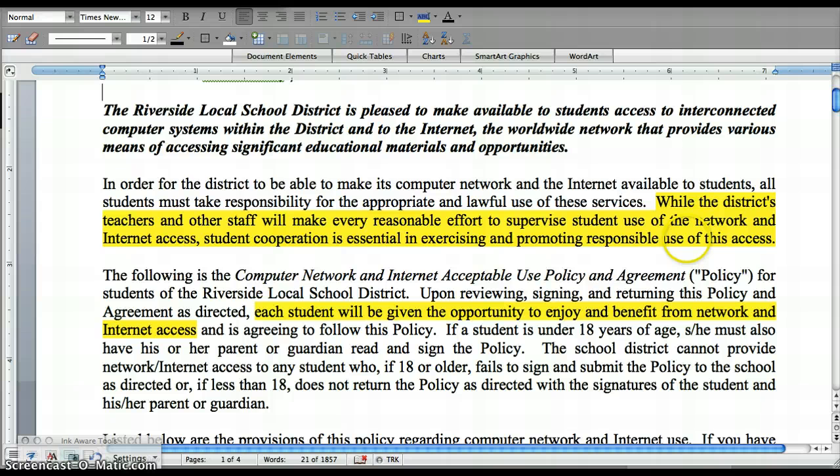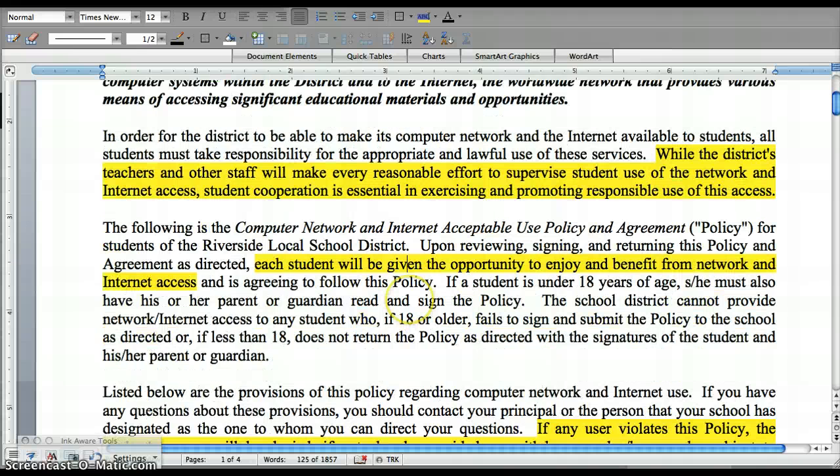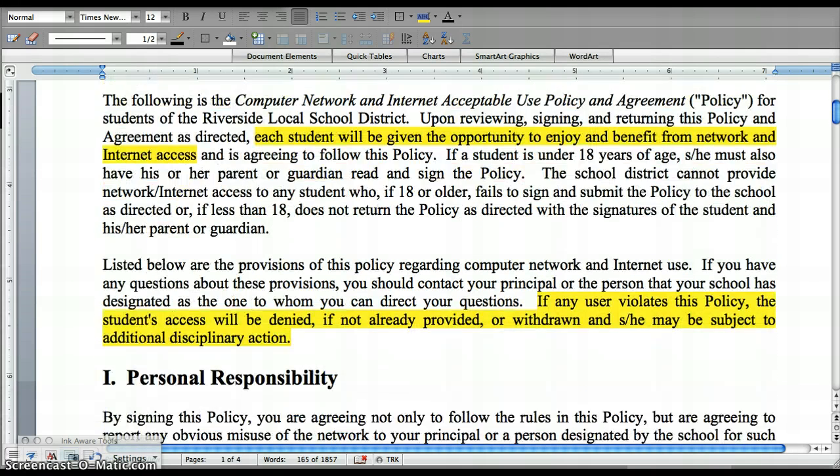But I don't believe that we have anything set up that helps students to recognize stuff like that or who they should go to per se. It is written in the AUP here. It gives them specifics as to who to go to, but there's no instruction, no class as far as acceptable use per se. Moving on, each student will be given the opportunity to enjoy and benefit from the network and internet access. That obviously will go in line as long as they and their parents have signed this policy agreement.